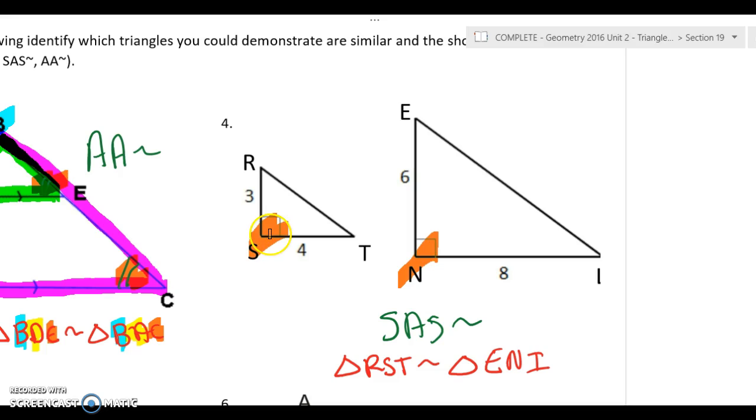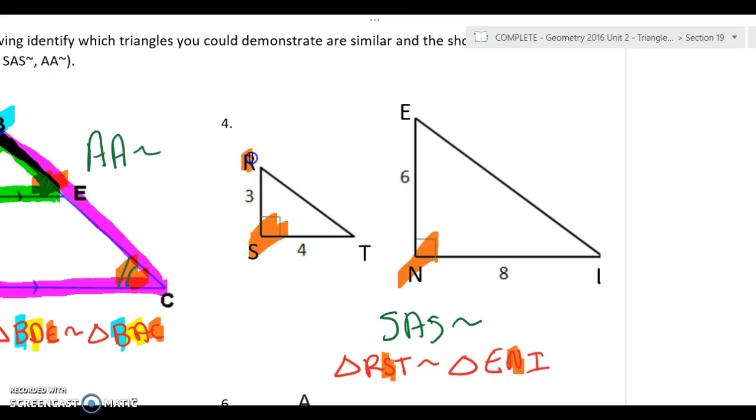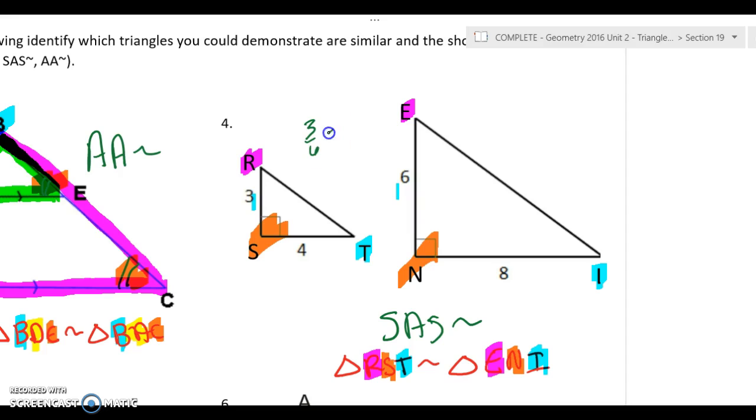So if we start with S, S and N are in the same spot when we name it. R, wrong highlighter, hold on. Let's fix that. R and E match up. And T and I match up. And again, that's a side-angle-side relationship because 3 over 6, and let's go ahead and write that. 3 over 6 is 1/2, as is 4 over 8. We've got the same ratio of sides. The triangles have to be similar because of that SAS relationship.